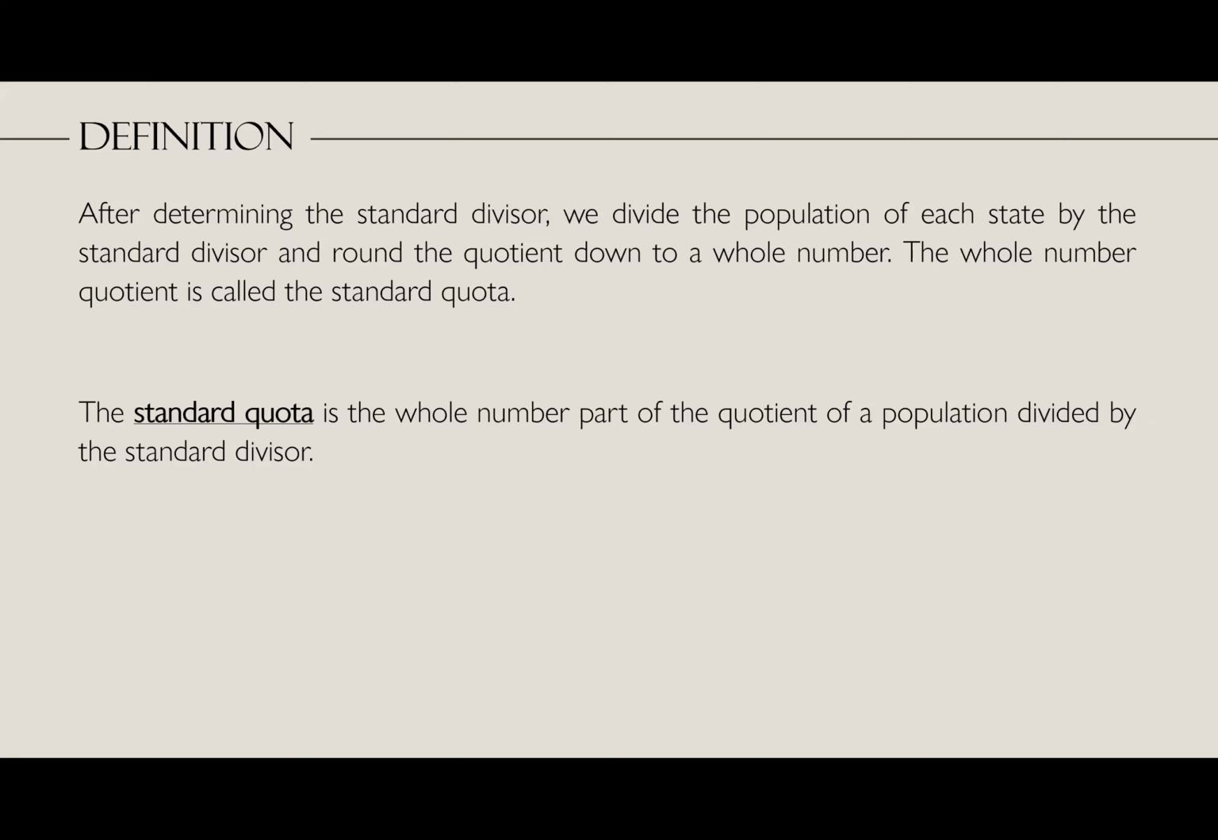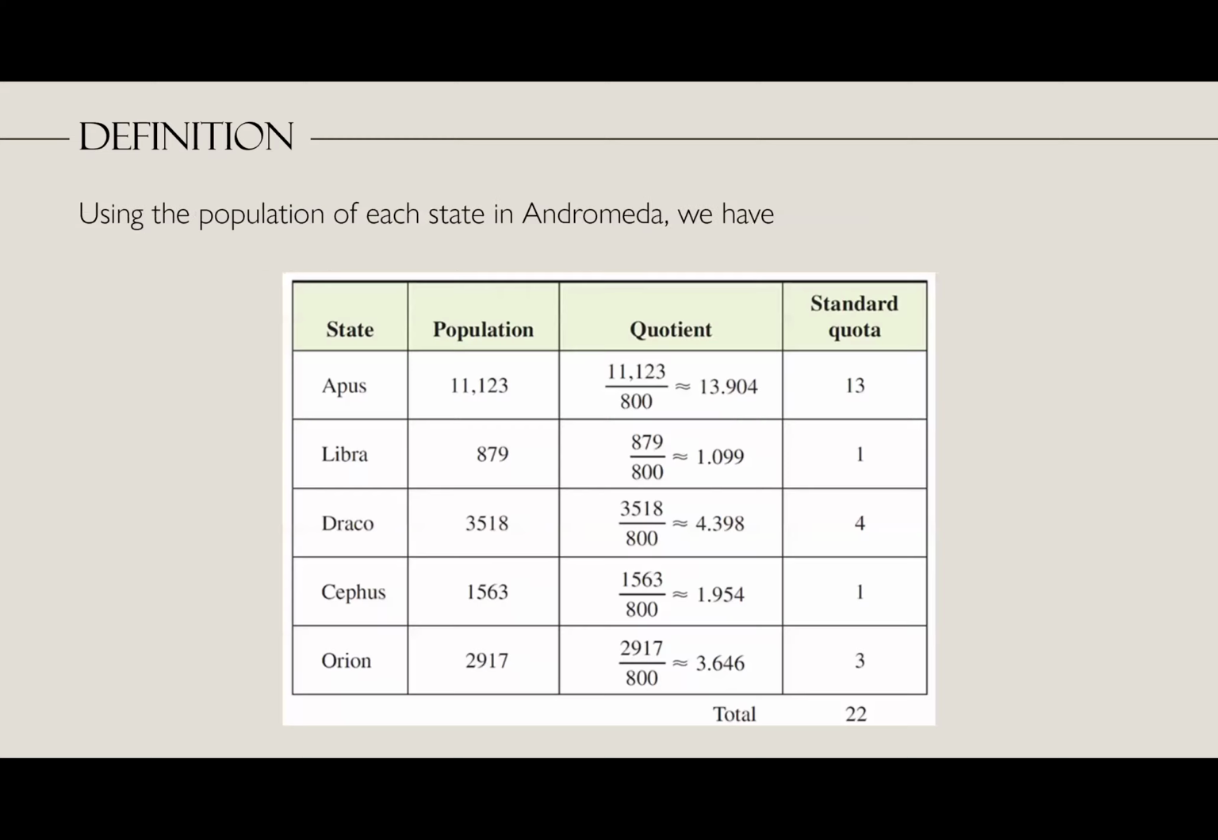So let's see what this looks like for our fictional country. I took the population, as you can see here in this second column, and then I took the population divided by the standard divisor. So for example, for Apis, I took 11,123 and divided it by 800.